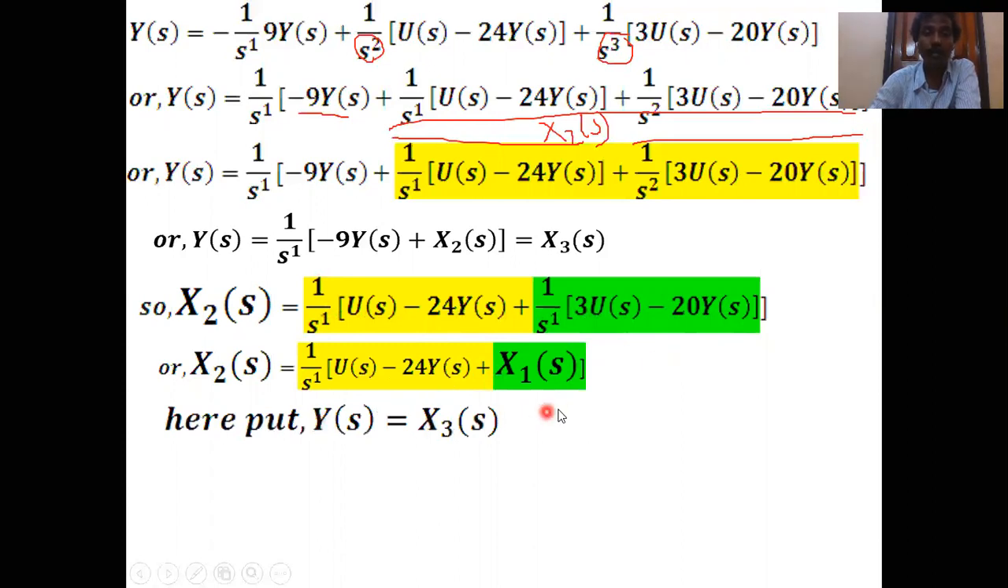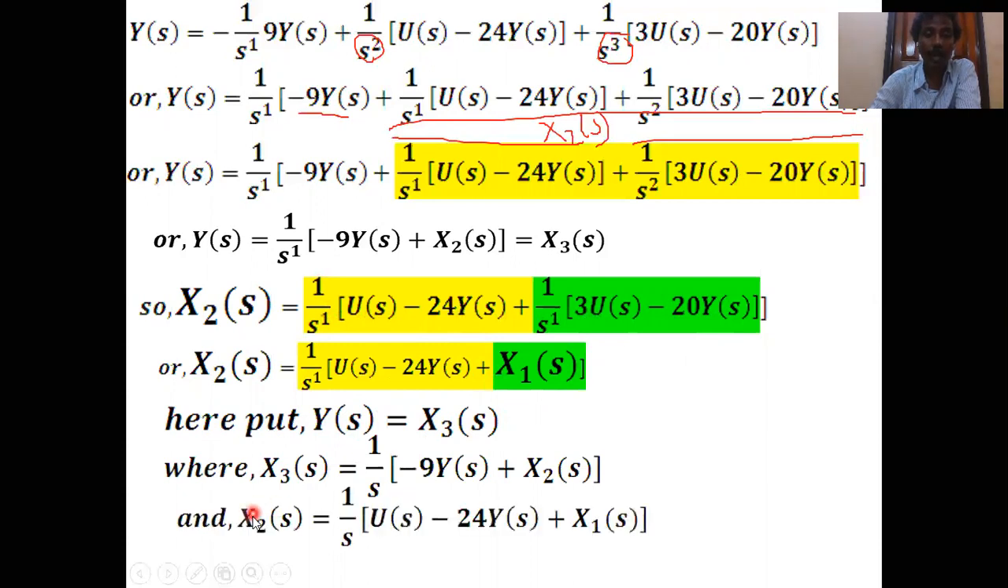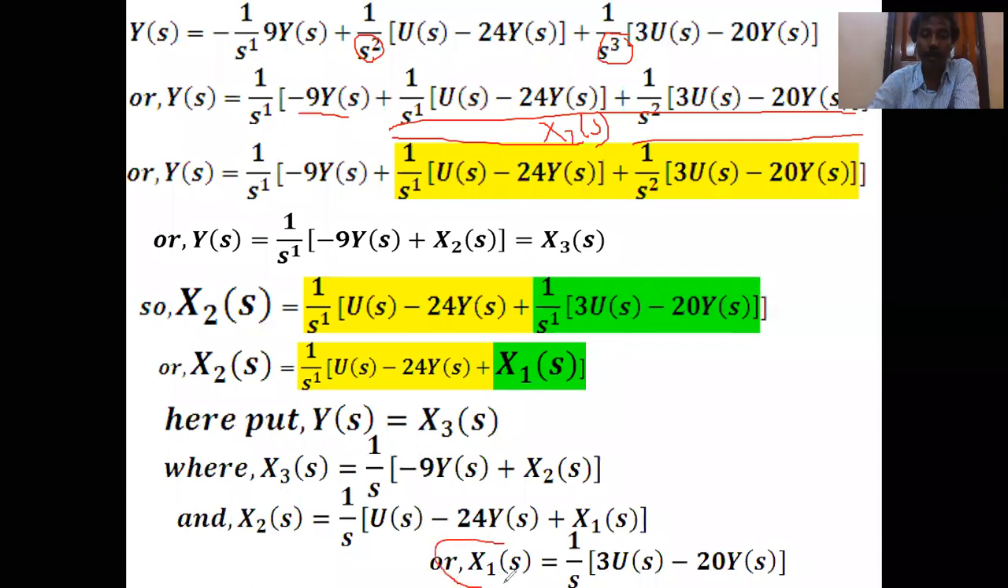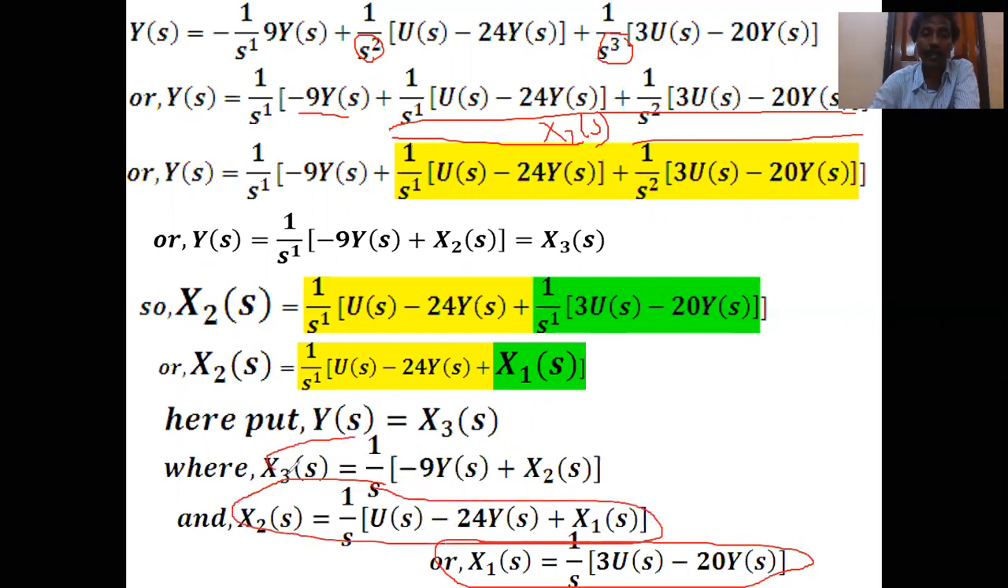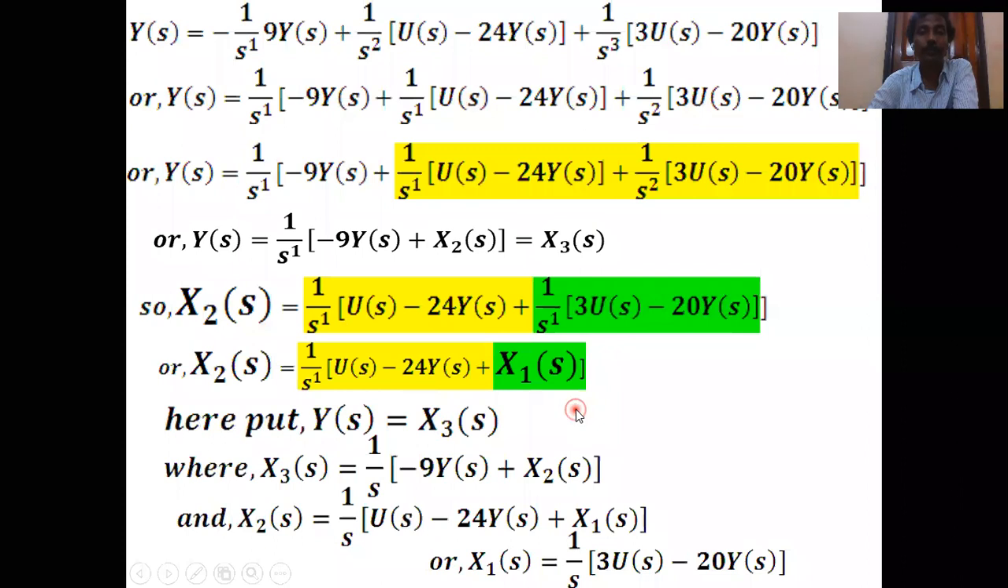So Y(s) equals x3(s), x3(s) equals 1/s times this, and x2(s) equals this. So this is the x1(s), equal to 1/s times the last term, 1/s into 3U(s) minus 20Y(s). So x1(s) equals this term. This is very important. This is x1, this is x2, and this is x3, and output Y(s) equals x3(s).